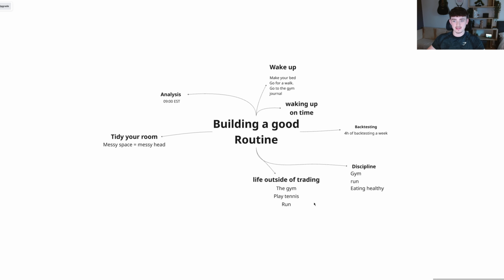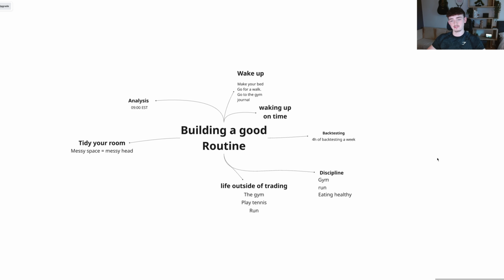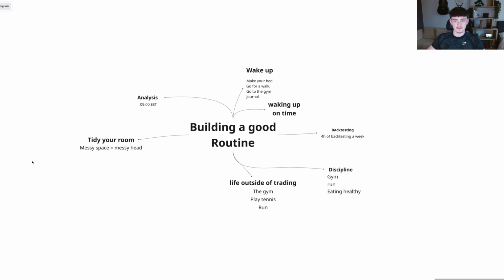So keeping that discipline, all this sort of links to one thing, and that is discipline. So to keep this discipline outside of trading is just really, really important, and to take your mind off things, very, very important. You're carrying on learning here.